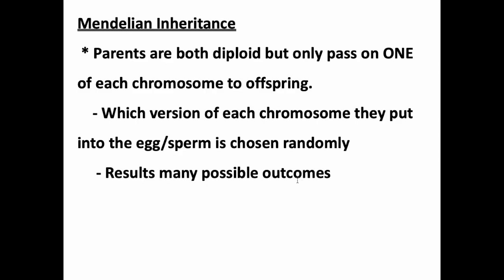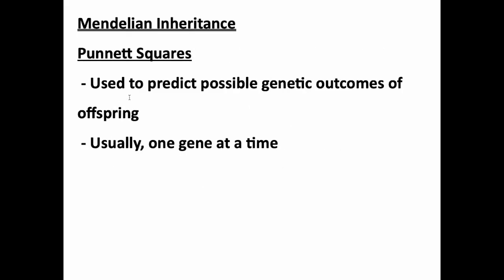The way that we predict the outcomes is through things called Punnett squares. These are diagrams that are used to predict the possible genetic outcomes of offspring from parents. This is usually done one gene at a time. You could do bigger, more complicated ones that track multiple genes, but everything we're going to do in this class is just looking one gene at a time.